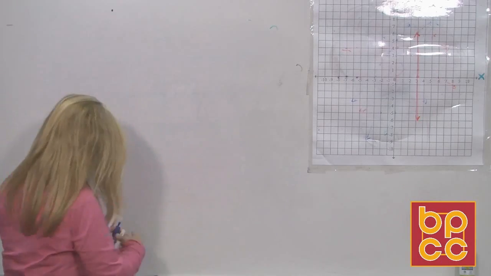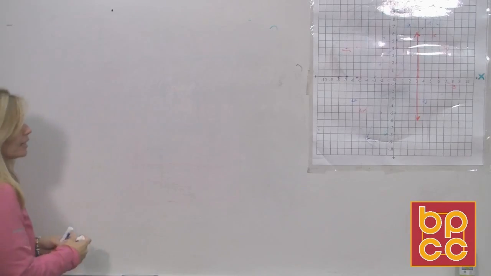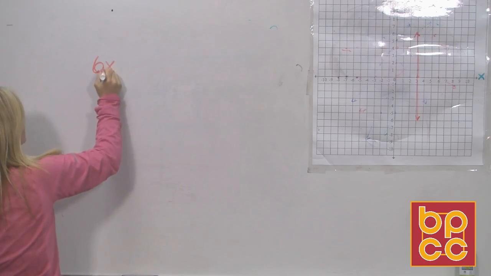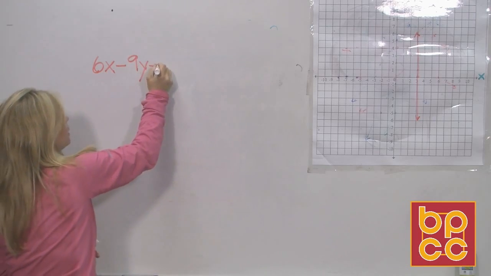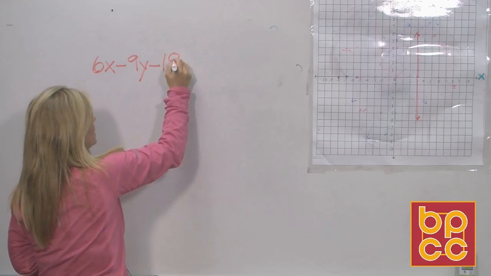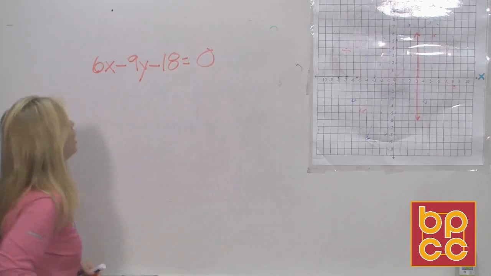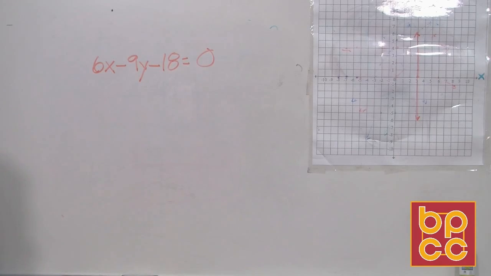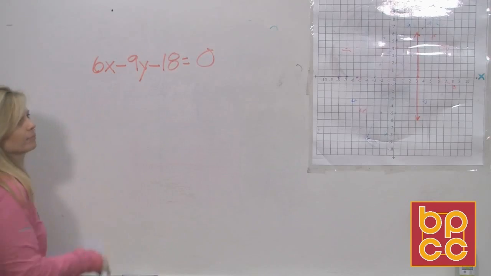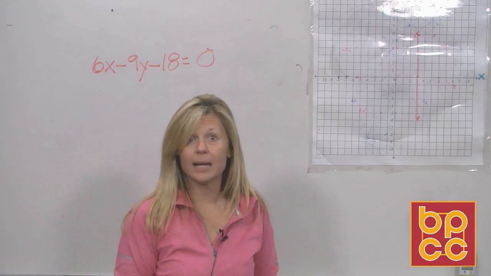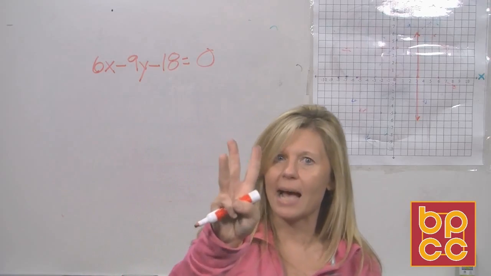In our notes, this is the last diagonal line. It says 6x minus 9y minus 18 equals 0. How do you know it's a diagonal line? It has an x and a y. Okay? So I said in the beginning, there's 3 ways to graph a diagonal line.